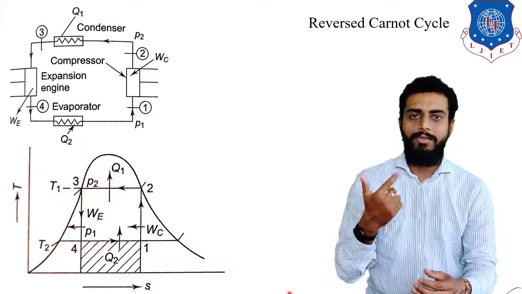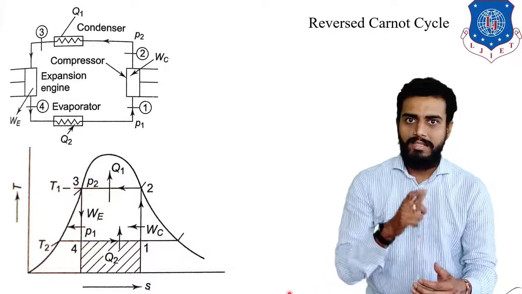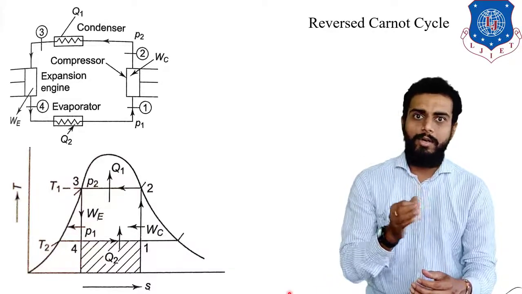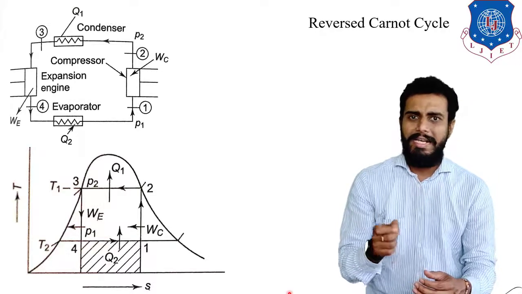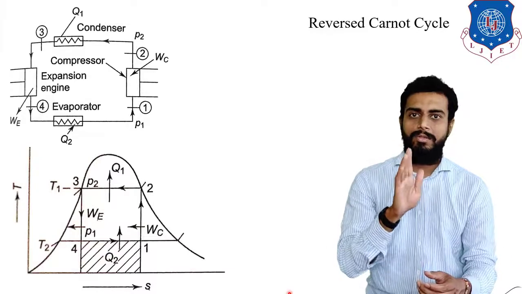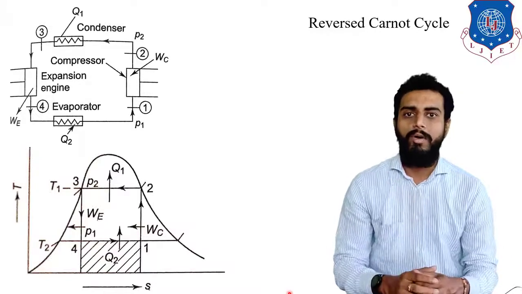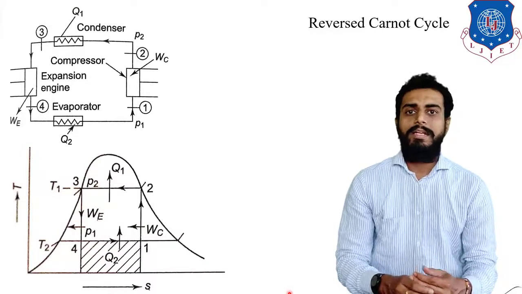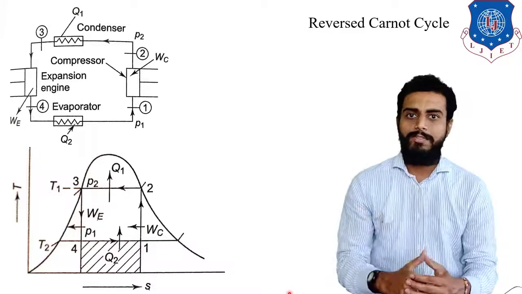And back to 1 to 2, that is again compression. So this is how the reverse Carnot cycle works. It is the exact reverse of the Carnot engine. Now let us understand and evaluate the performance of it.